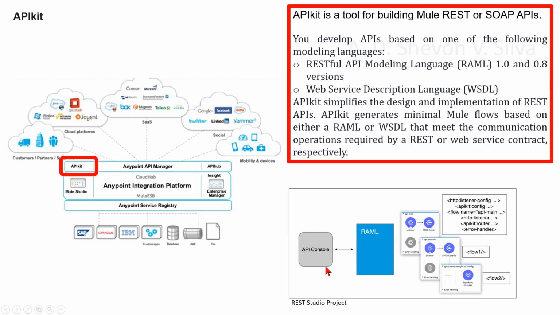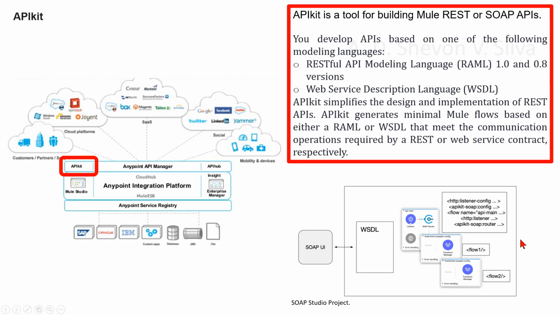Here you can see the API console interacts with RAML. Here you can see the API main, API console, and API config. This is flow 1, this is flow 2, and here you can see HTTP listener config and APIkit config, the main flow, name equal API main, etc. And you can see here the APIkit router.